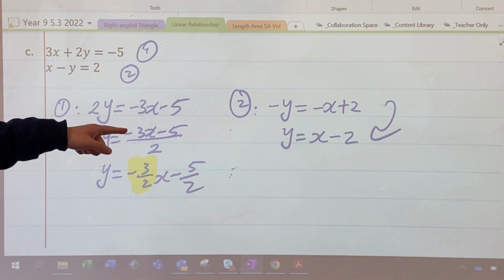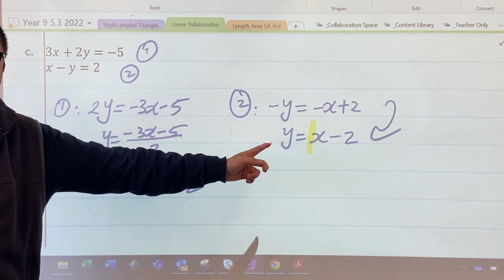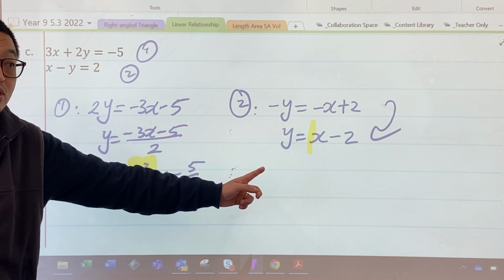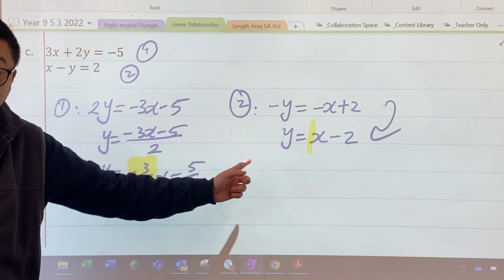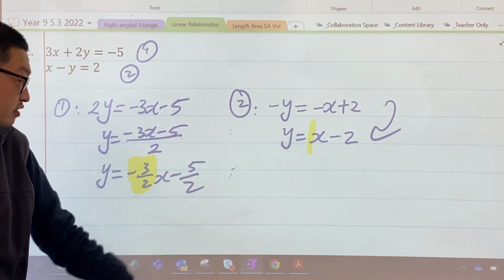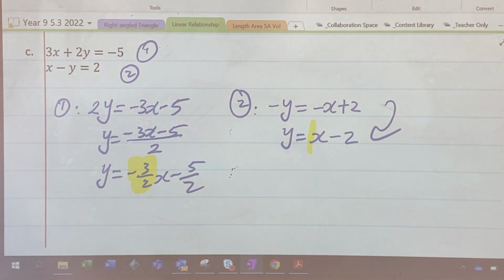What's the gradient for this one? It's 1. Very good. We don't write the 1, but it's 1. So once again, what conclusion can we make? Are they parallel? Are they perpendicular? No, very good. This times this obviously does not give you negative 1.